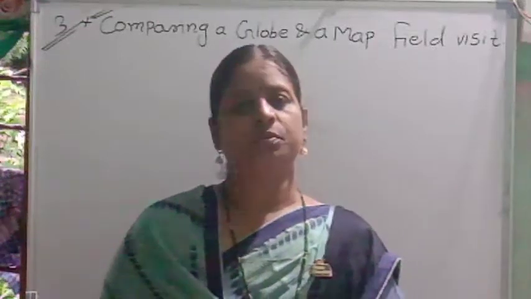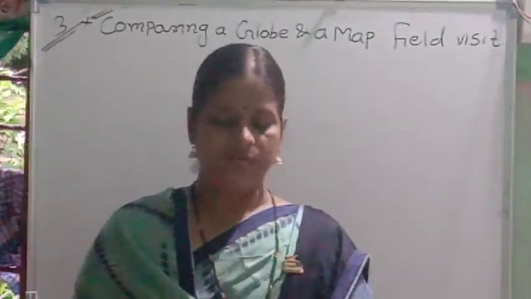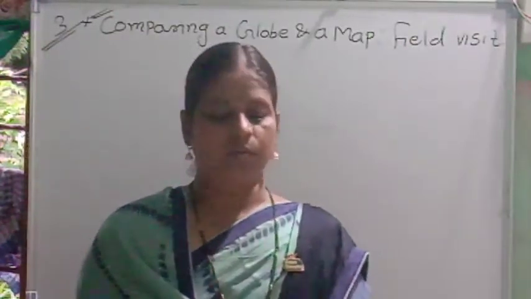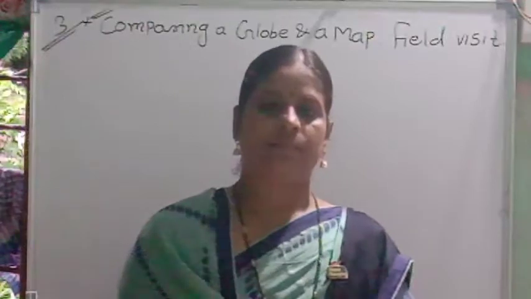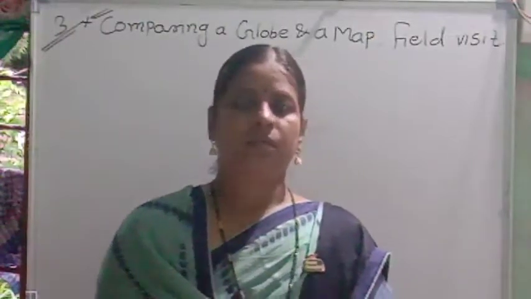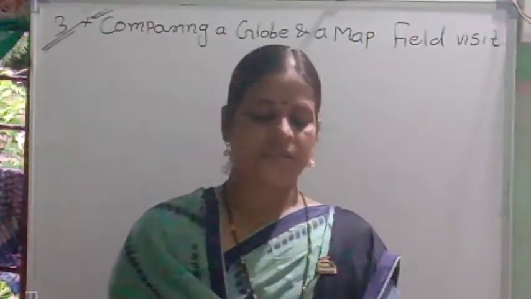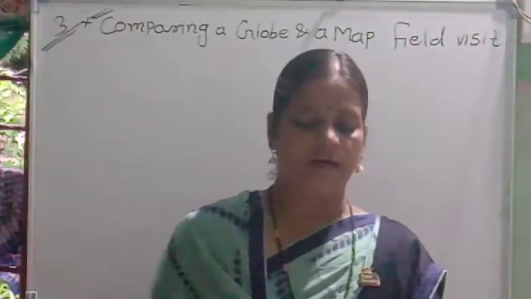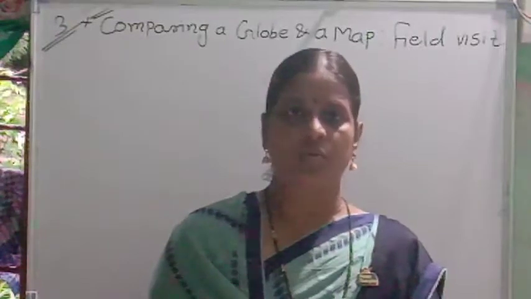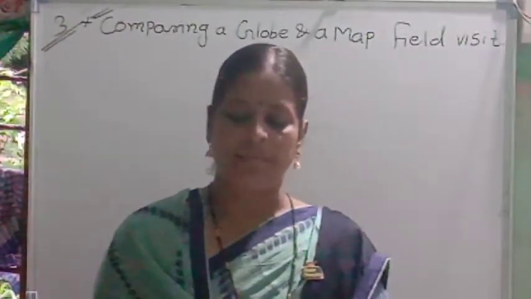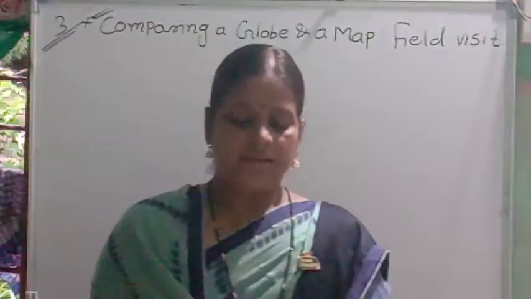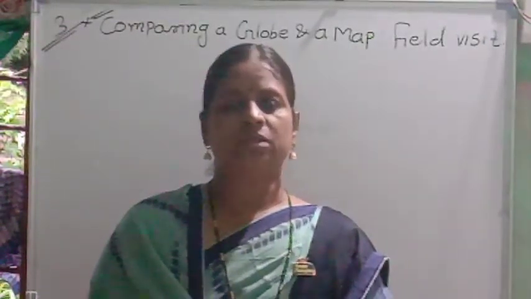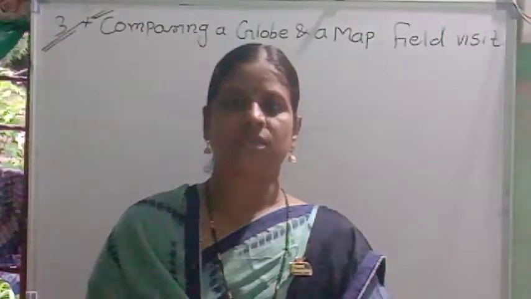Today we are going to continue the next part of our lesson number 3, comparing a globe and a map, field visit. In the first period of this lesson, we learned the use of a globe and the use of a map, and then we learned two-dimensional objects. We also learned three-dimensional objects.